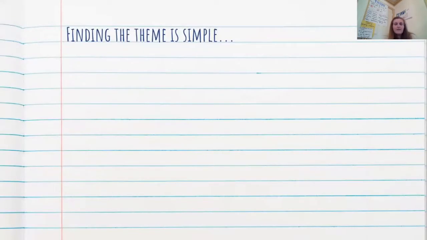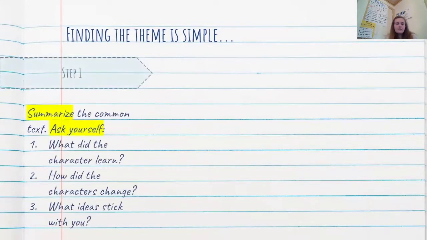All right, so I'm going to go through and talk to you about how we find the theme, and then we're going to practice together with a video. So your first step of finding the theme is you are going to summarize the common text. So you will be given some type of story. Later this week, I'll be reading you a couple of stories. You might do this with a video. You might do it with a longer text. But you need to know what happened in that story. So you are going to summarize the text on your own, so that way you can retell what happened in the story in your own words.